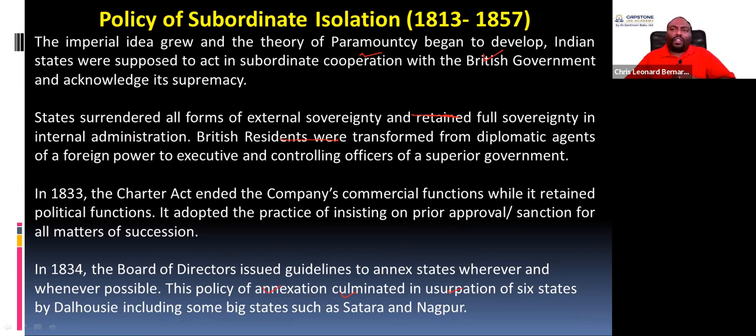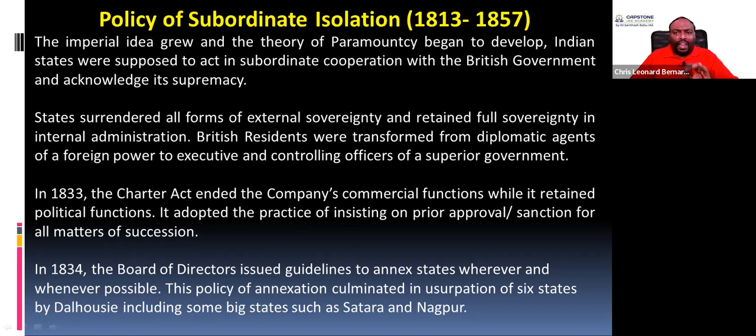And the native states surrendered all forms of sovereignty, their external relations, and though they got sovereignty in internal administration, the Britishers played the divide and rule policy. They started appointing British residents, and they were transforming these diplomatic agents of a foreign power into executives, and they were controlling these officers, and thus the native states lost their total independence. Once they lost their land, they lost their army, they lost their foreign relations, they lost their Diwani, they lost their Nizami. British residents started controlling everything.